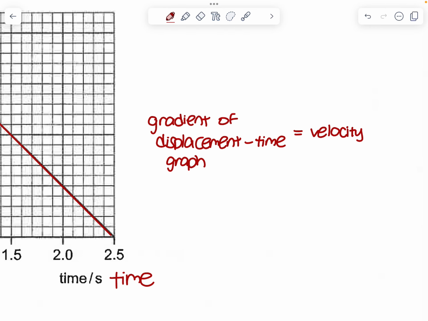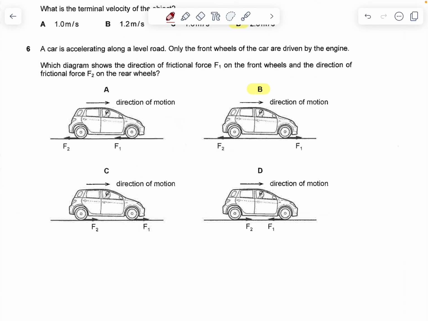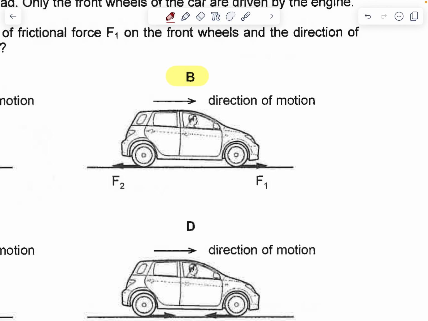Question 6. A car is accelerating along a level road. Only the front wheels of the car are driven by the engine. So it's saying that actually the front wheels are the engine wheels. So which diagram is correct? It will be B. The front wheels are the engine wheels. So it's going in this direction. Friction opposes motion. So for the engine wheels, since friction opposes motion, the force is forward here. The back wheels are just being dragged along. So the friction is in the opposite direction.